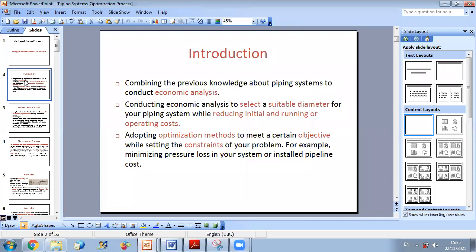For example, one possible criterion is to minimize pressure loss, and another criterion is to minimize cost. We will see how to meet both, and reducing the pressure loss will not always reduce the cost. This is why they can act in opposite directions. This is why we conduct optimization studies to select the appropriate diameter.